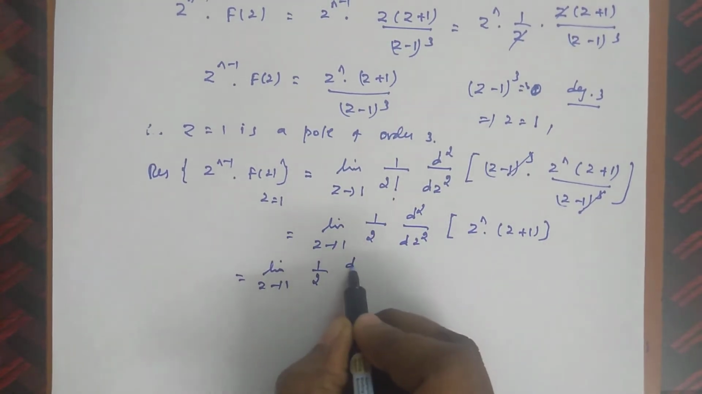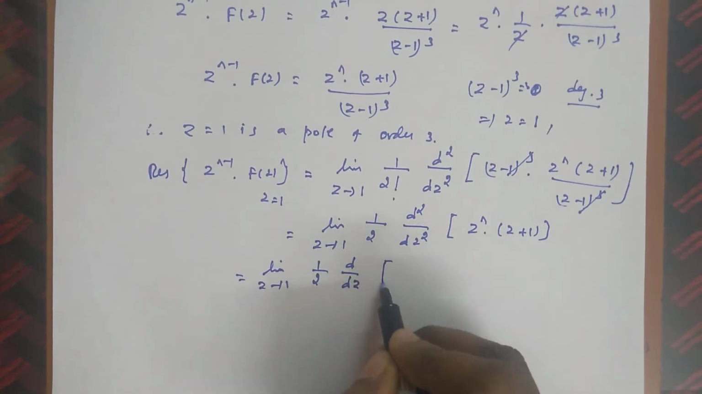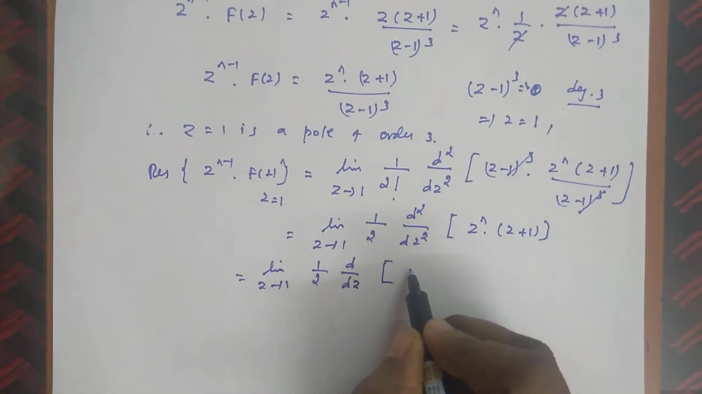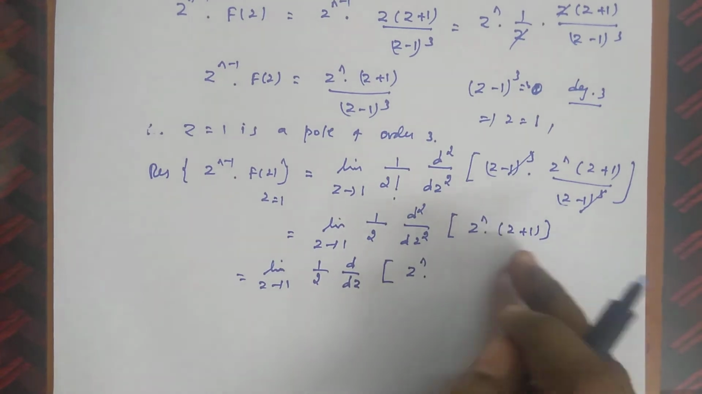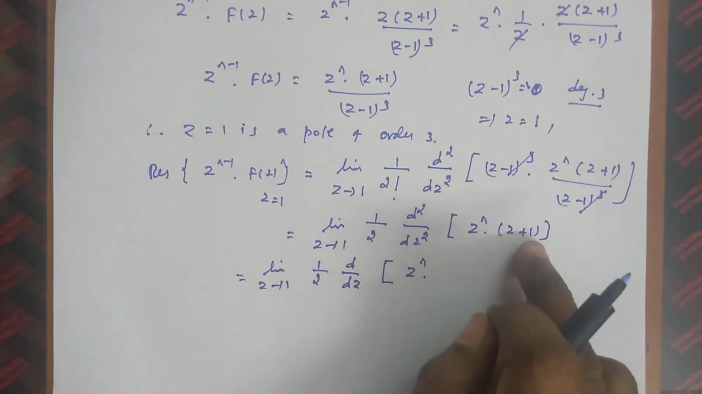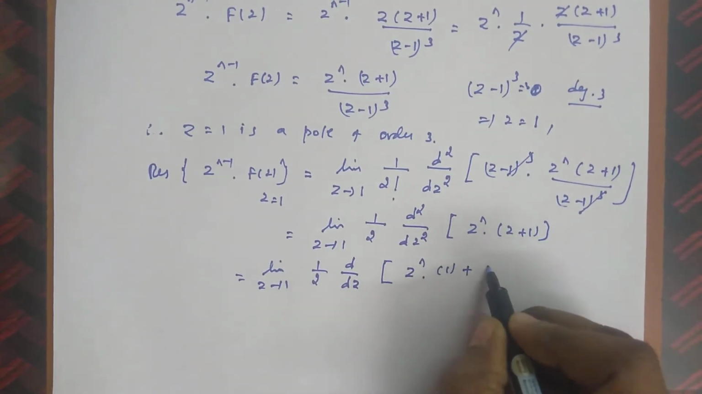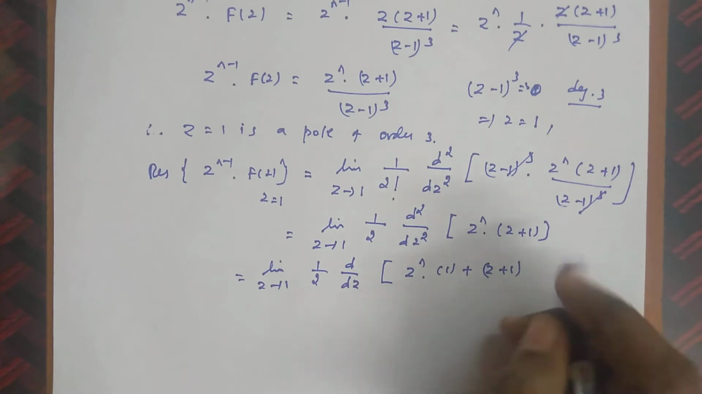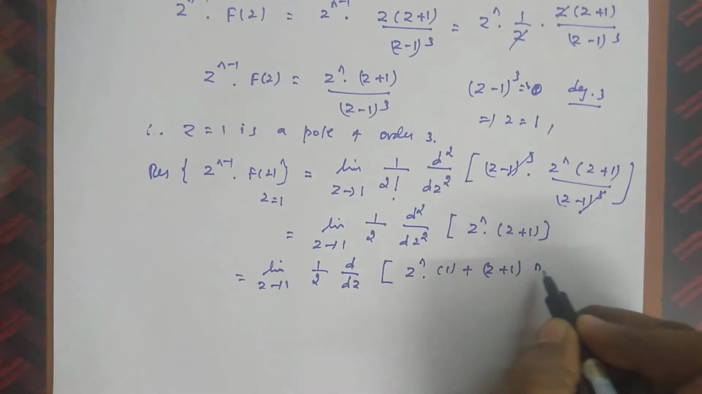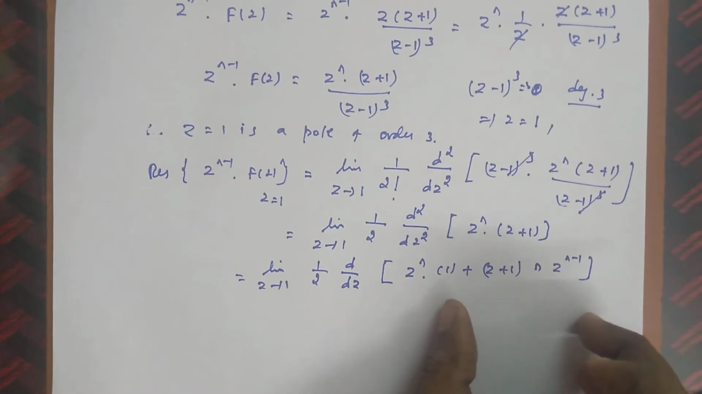First time when you are differentiating, so we are going to differentiate first time. Keep the remaining here. Keep z power n as it is. Differentiation of this term: z differentiation is 1 and 1 differentiation is 0. So we get 1 plus, keep z plus 1 as it is. Now differentiation of z power n is n z power n minus 1. This is the differentiation first time.